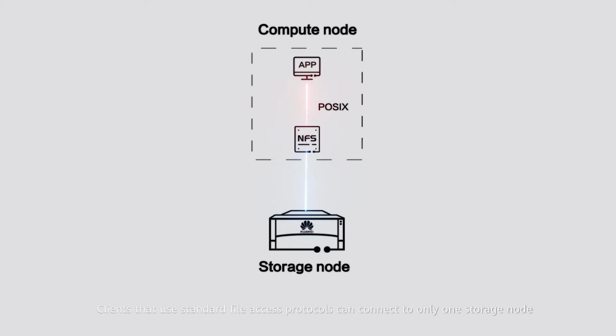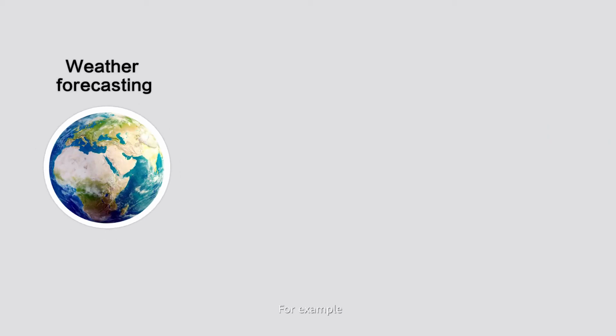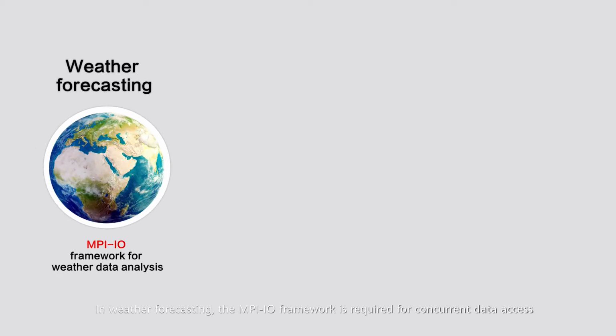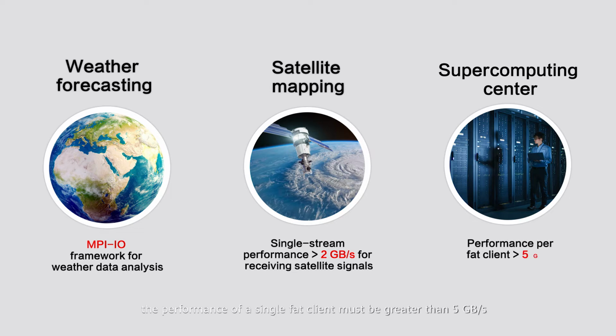Clients that use the standard file access protocols can connect to only one storage node and provide only the POSIX interface for data access, which is insufficient in many HPC scenarios. For example, in weather forecasting, the MPI-I/O framework is required for concurrent data access. In satellite mapping, the single stream bandwidth for receiving satellite data must be greater than 2 GB per second. In supercomputing centers, the performance of a single fat client must be greater than 5 GB per second.